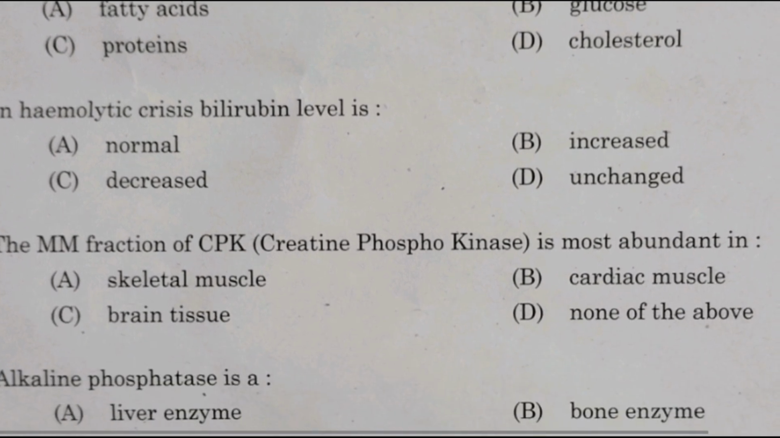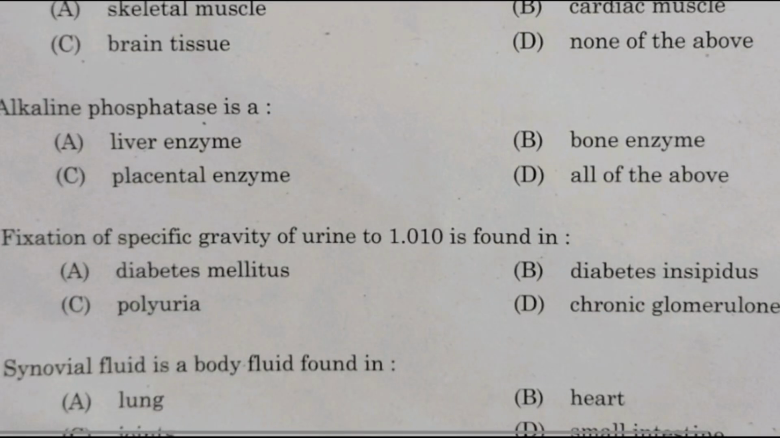Next one, in hemolytic crisis, bilirubin level is. The right answer is option B, increased. Next one, the fraction of CPK or creatine phosphokinase is most abundant in. The right answer is option A, skeletal muscle. Next one, alkaline phosphatase is a dash enzyme. Liver enzyme, bone enzyme and placental enzyme. So, right answer option D, all of the above.